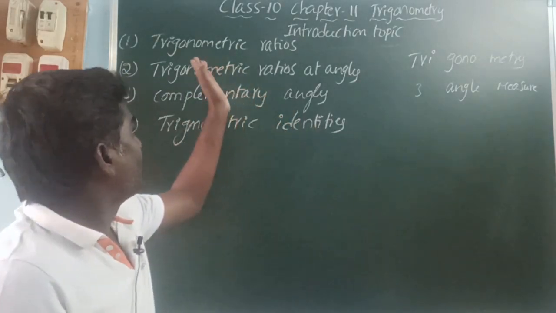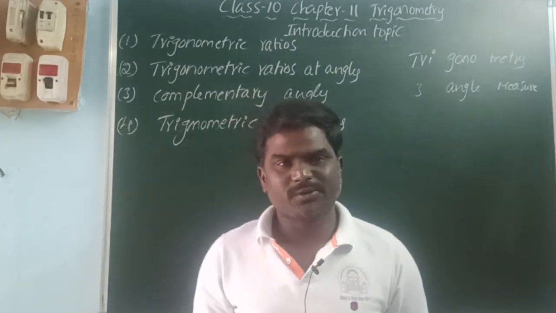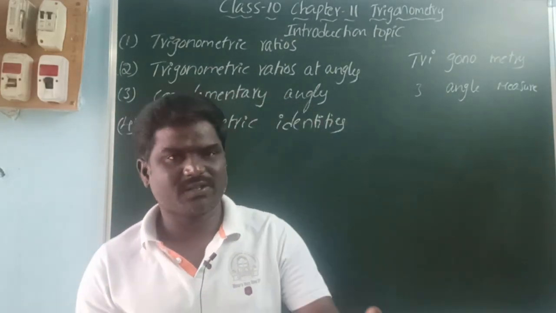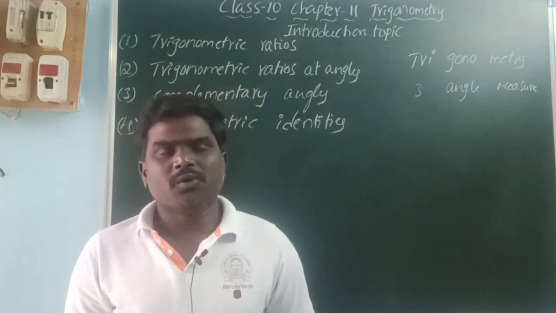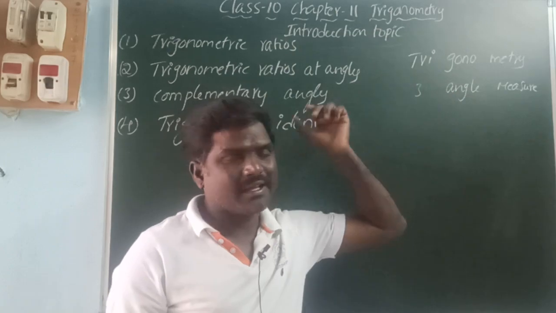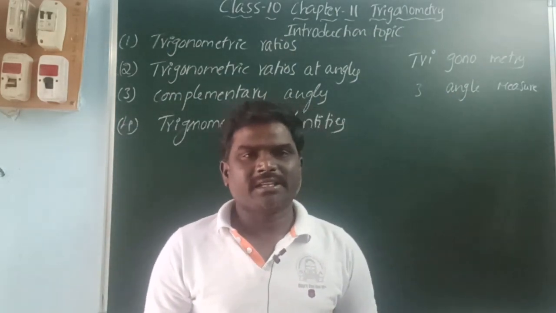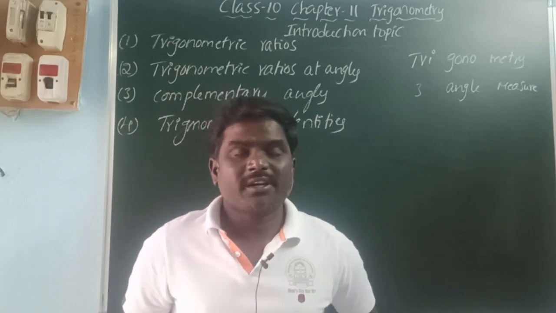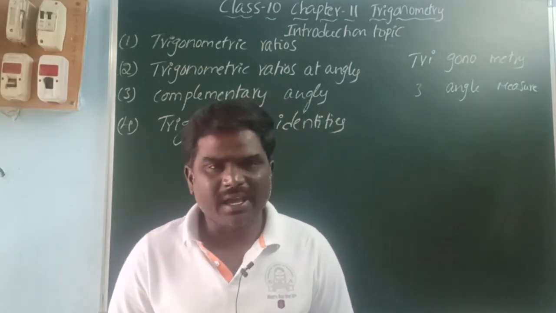So here, trigonometric ratios. First introduction topic. First one, trigonometric ratios. Before going to trigonometric ratios, I am explaining triangle. So what is called a triangle? Before going to triangle, explaining angle. Angle means any two line segments or any two rays or any two lines that meet at one common point is called an angle.